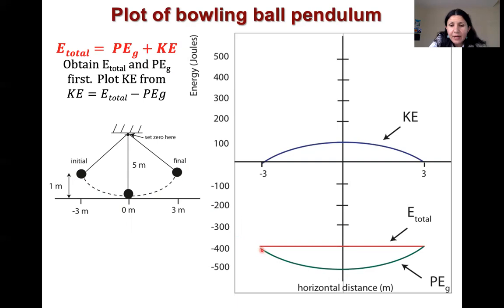And what are going to be its values? Well, we've calculated already. The minimum is minus 500. The maximum is minus 400. Same, it's perfectly symmetric on this side as it is on that side. So we can plot this one first. Then we can plot the total energy, which we also calculated. We calculated specifically at this point, but we know it's a constant, so it has to be a straight line. And then all we're left with is to find kinetic energy.